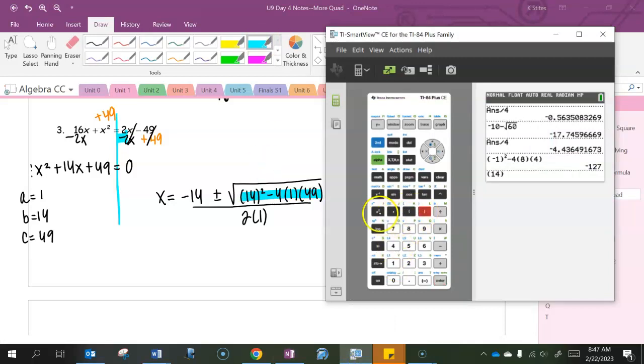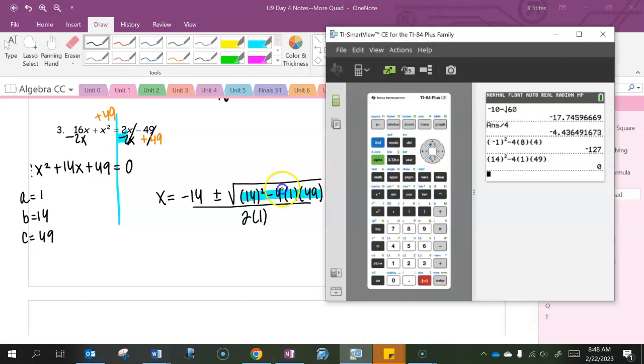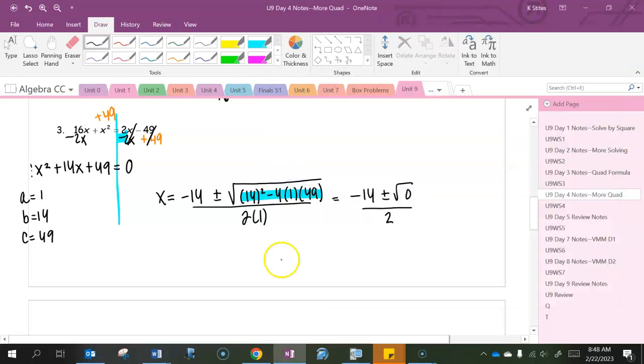So 14 squared, always use those parentheses. And notice you get a 0. Two times 1 is 2. Okay, so when you type this in, something kind of unique happens here. Negative 14 plus square root of 0. Enter, don't forget to divide by 2. And you get our first answer is negative 7.